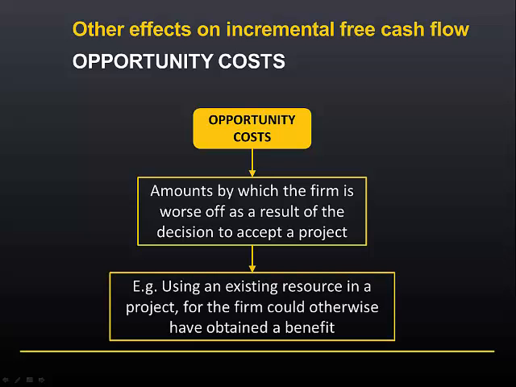Examples are using any kind of existing resource, labour, materials, land, buildings, in a project for which the firm could otherwise have obtained a benefit. If the firm can sell that resource or rent it out if the project does not go ahead, then it's an incremental cash outflow associated with the decision to proceed with the project.